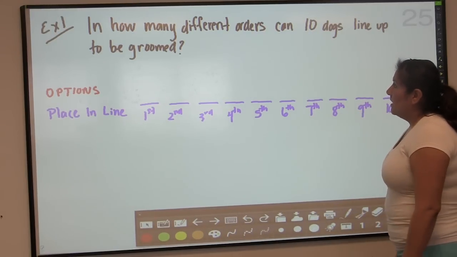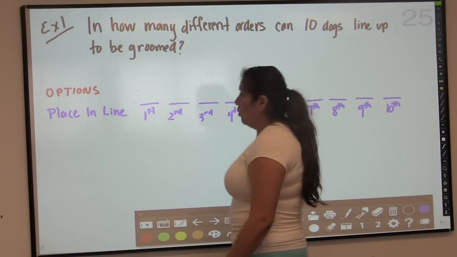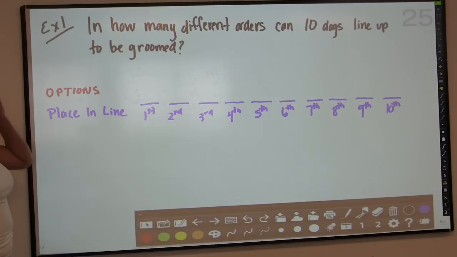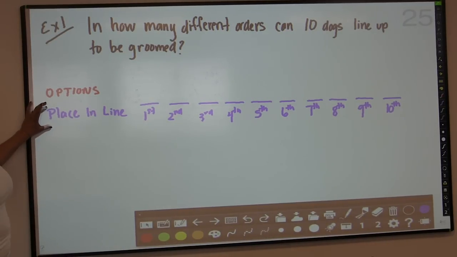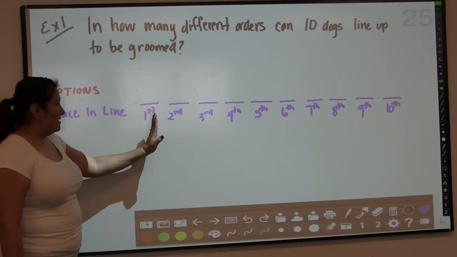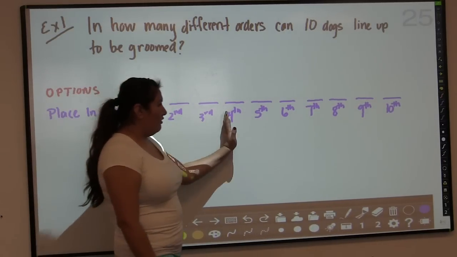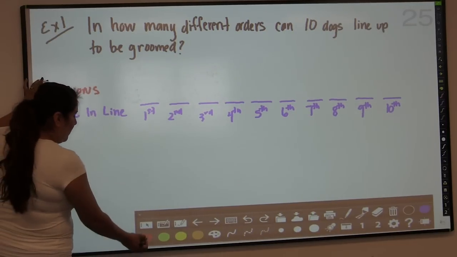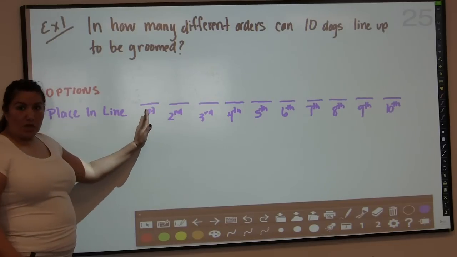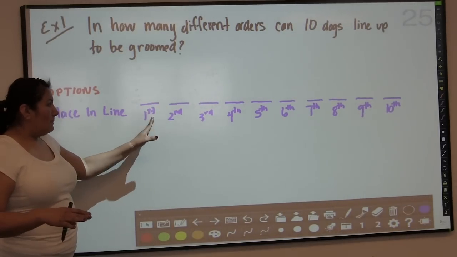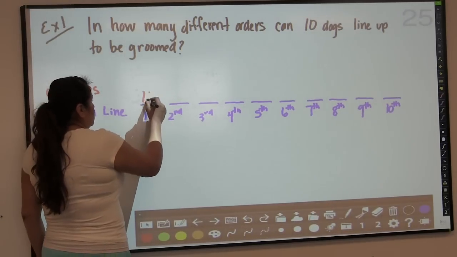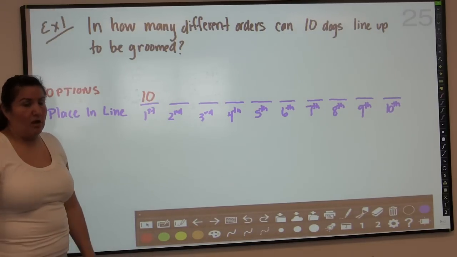Here's an example. In how many different orders or ways can 10 dogs line up to be groomed? To explain this process, I've written down the place in line. This spot represents the first dog, second dog, third dog, fourth dog, all the way down to the 10th dog. If you have 10 dogs, how many options do you have to choose for the first position? Well, there's 10 dogs, so you have 10 options.